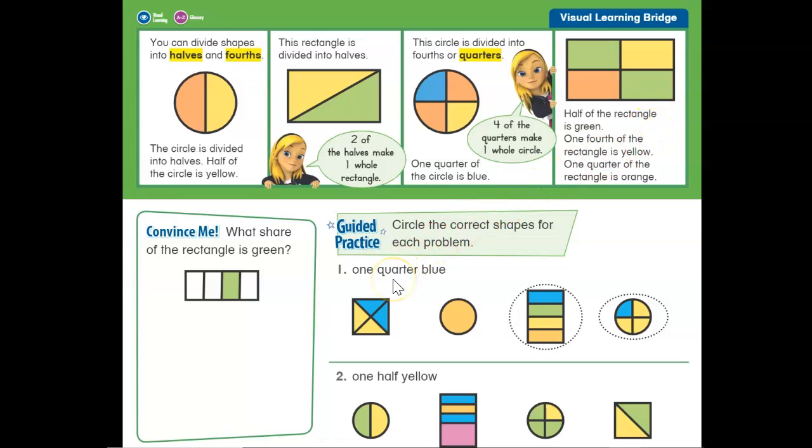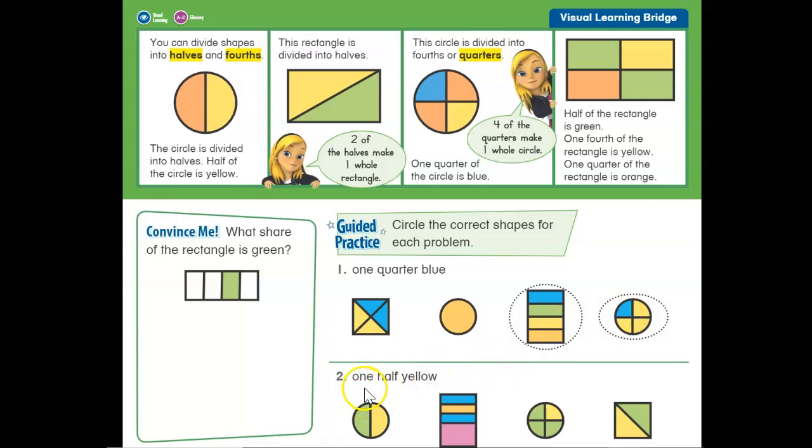So now you are to circle the shapes that are described in the words. So this says 1/4 blue. Remember, quarter means 1/4. There's 4 pieces and they're talking about one of them. Well, this has 2/4 blue, so that's not it. This says no blue. This is in 1, 2, 3, 4 pieces, and 1/4 is blue, so that's right. And then this is divided into 4 pieces, and one of the quarters is blue.